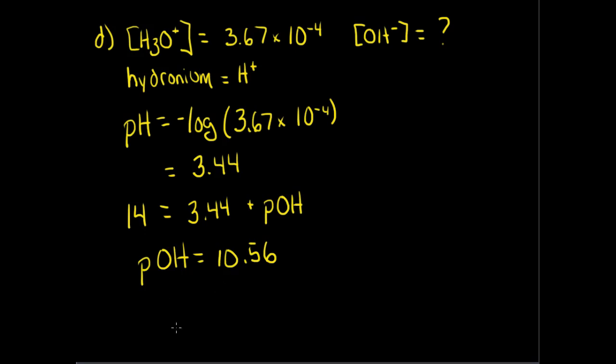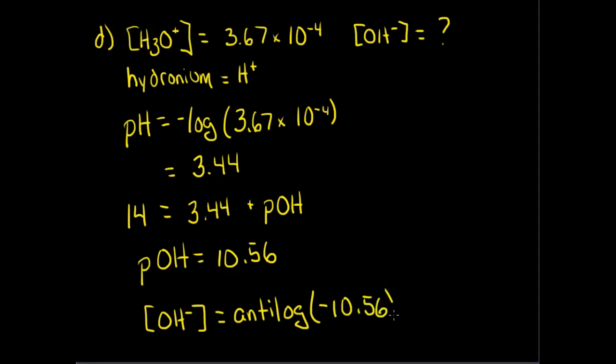Our pOH of 10.56, we can figure out our hydroxide ion concentration from our pOH by using antilog. Antilog of our negative pOH, negative 10.56. That negative is important. If you don't use it, you're going to have a bad time. Antilog, as always, second function log. Then you want the negative 10.56 and then close parentheses because we're not savages.